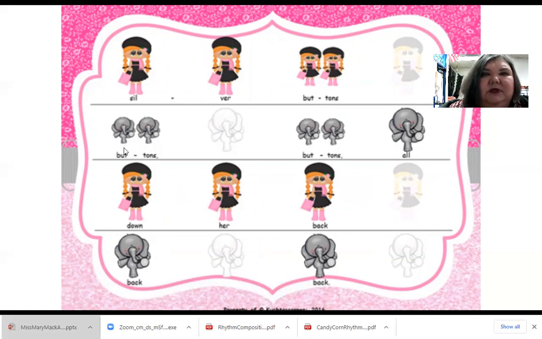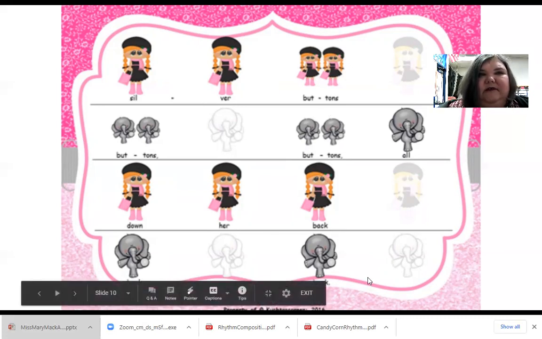Now, you notice how these pictures are really close together. And these pictures of these elephants are really close together. They say buttons. When you say buttons, is that fast or slow? Buttons. With silver buttons. It's fast. There are two short sounds together. Notice the difference.